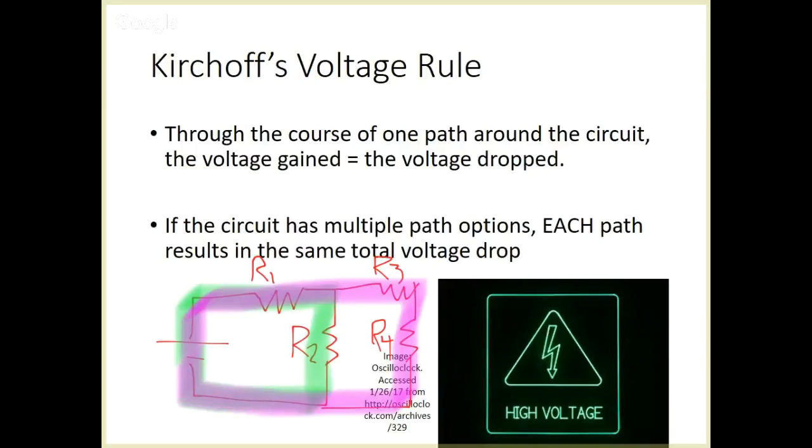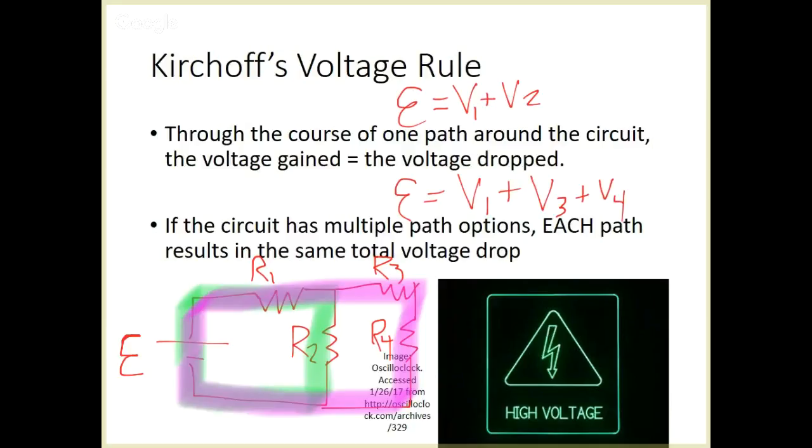So I'll label this with epsilon. Epsilon stands for the EMF of the battery, which is just the battery's voltage. That tells me that the EMF is equal to the voltage on resistor 1 plus the voltage on resistor 2. It'll also tell me that the EMF is equal to the voltage on resistor 1 plus the voltage on resistor 3 plus the voltage on resistor 4. This right here is the purple path, and the other one is my green path.